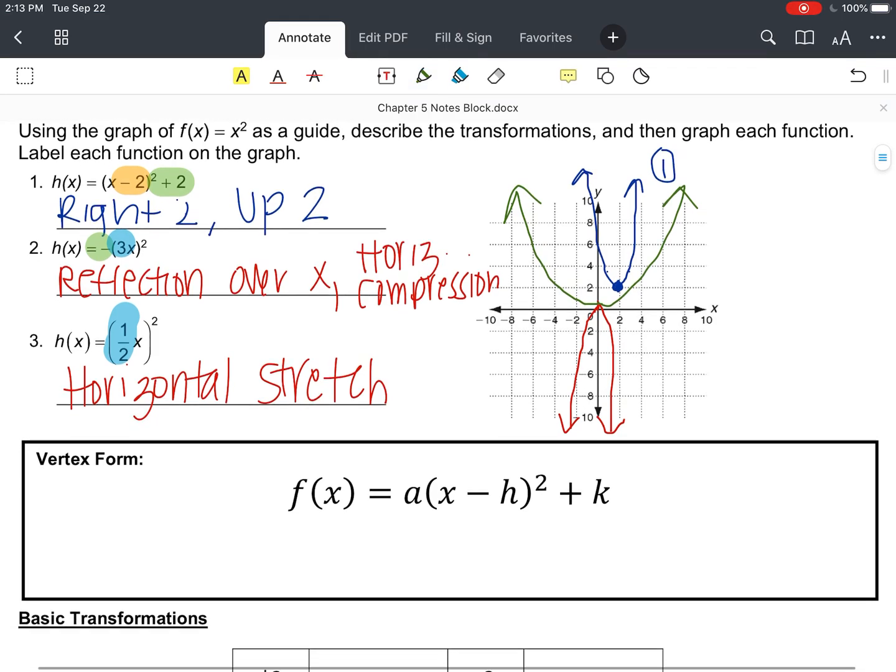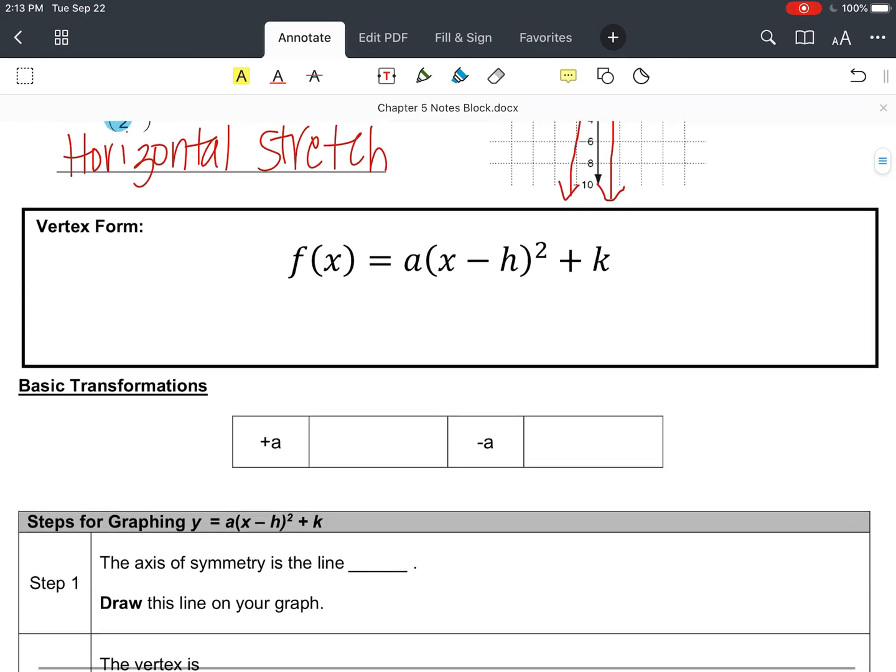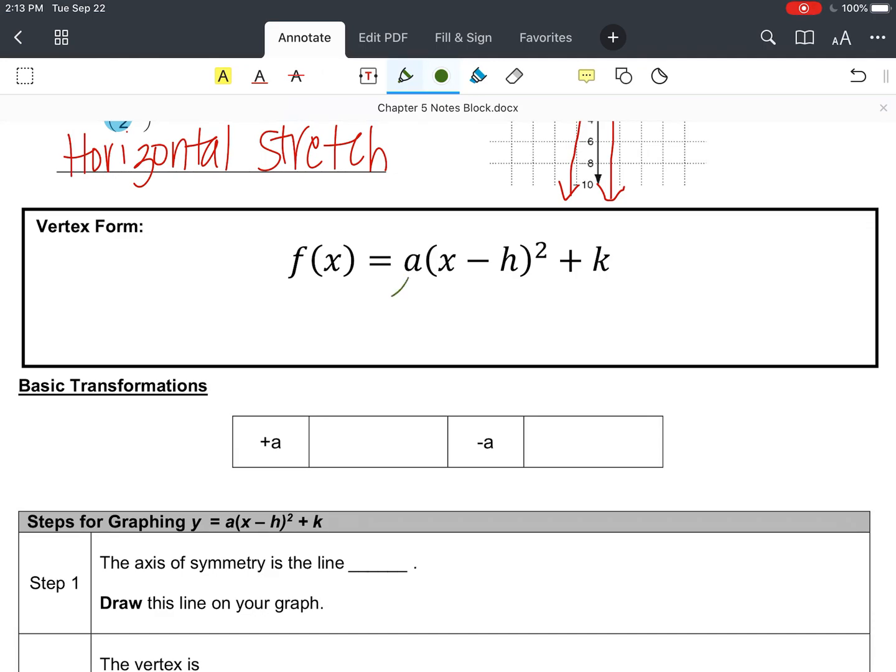There's a special form called vertex form that shows the different transformations. So this is my vertex form, f of x equals a times (x minus h) squared plus k. Some basic transformations, if your a is positive, so again, your a here, that's out in front, we know that that shows vertical stretches or compressions. So whatever the number is for a will show a vertical stretch or compression. I'll just write S or C.